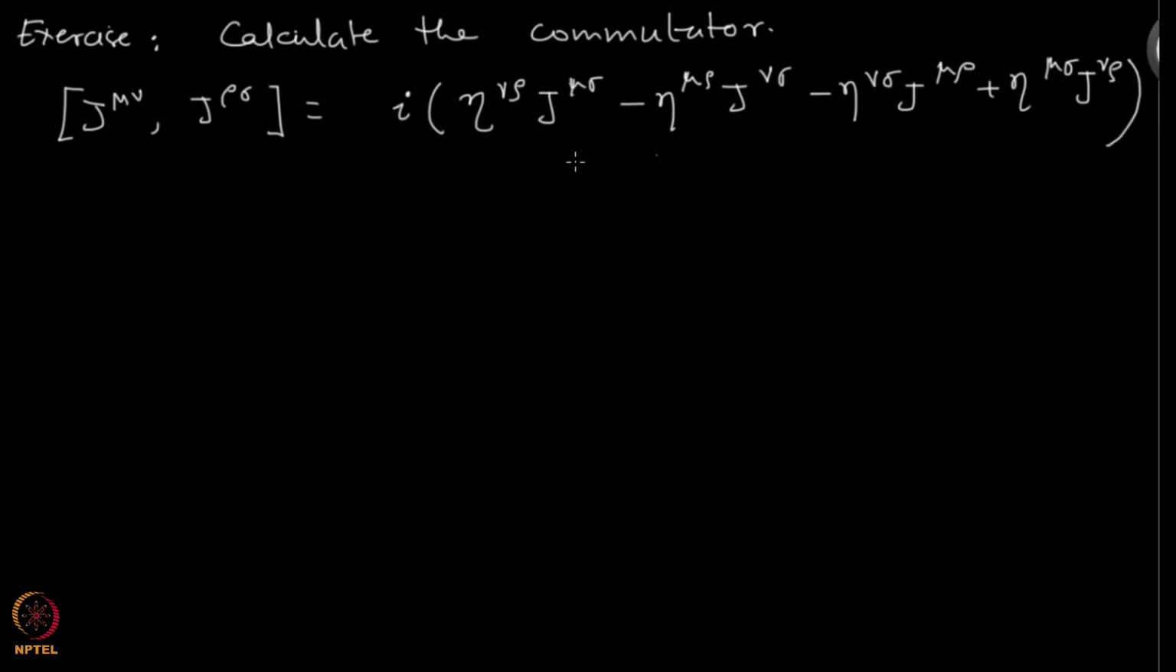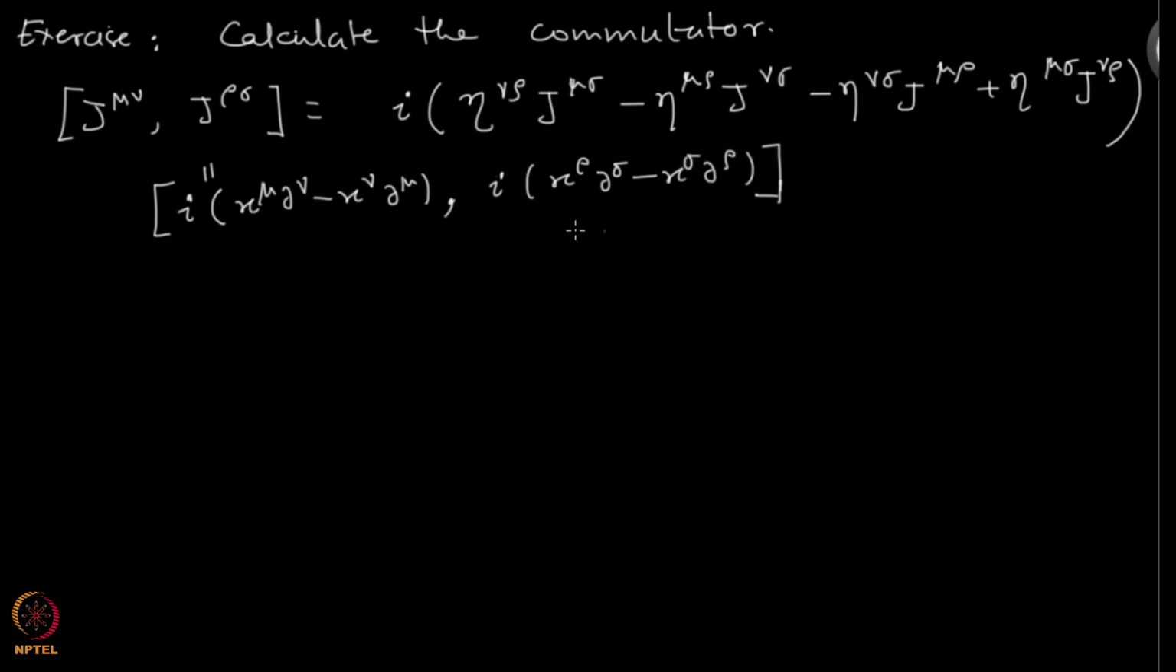Okay. This is what you have to show, and you start by doing the following. You write the expressions for J_μν and J_ρσ. So, you will be basically looking at this object J_μν = x_μ ∂_ν − x_ν ∂_μ, and you find the commutator with this one, x_ρ ∂_σ − x_σ ∂_ρ. Okay, it's a fairly easy exercise to show that this result is true.